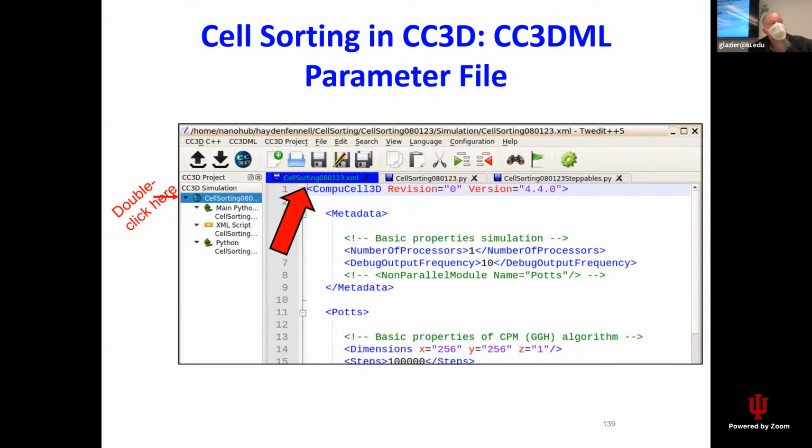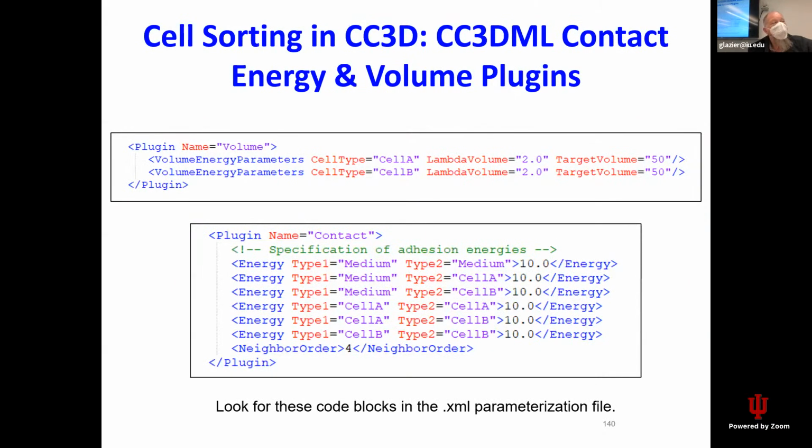So the first line will say CompuCell3D. This is 4.4.0. Yours should say revision 2, version 4.5.0, I think. And then there'll be this metadata block that basically talks about parallelization, which we're not using. And then that Potts block that talks about the size of the lattice. And then the volume, and in this case, by default, the volumes of the two cell types you've defined are the same. It's rather interesting to do sorting when the cell volumes are not the same. It behaves rather differently if the cell volumes are not identical. So if you're bored, you could try that one out.